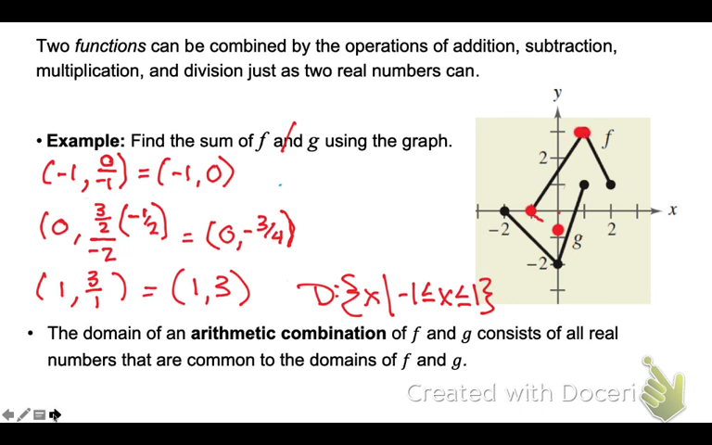Okay, what is your f at 1? 3. And what is your g at 1? 1. So the point is 3. So if I come over here, I have -1, 0; 0, -3/4; and 1, 3. And if I were to connect the dots, it would look like that. Mine aren't very straight, but it makes sense? Yeah. Okay.